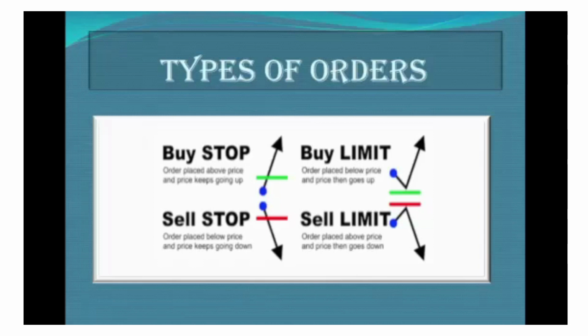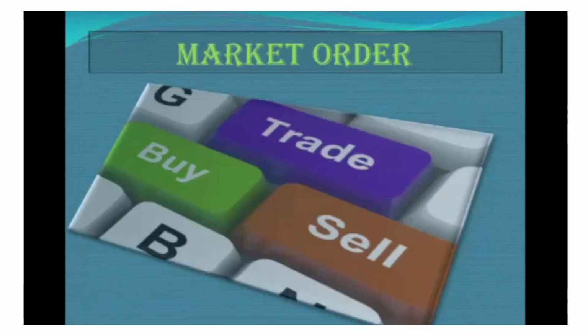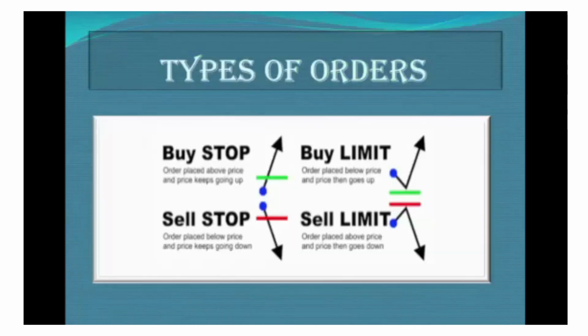There are some basic order types that all brokers provide, and some orders that sound weird. We have some other ones like what you see on the background here. We have buy stop orders, sell stop orders, buy limit orders, and sell limit orders. Most of these orders are placed above or below prices.